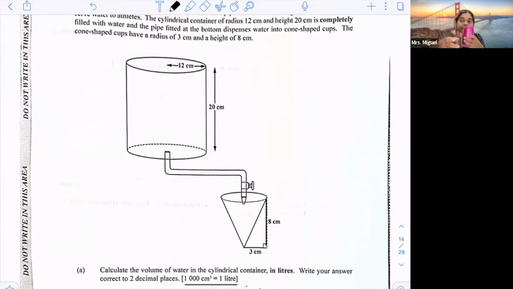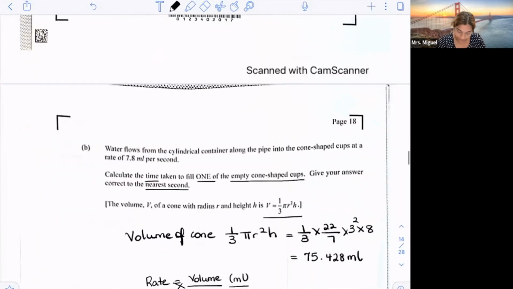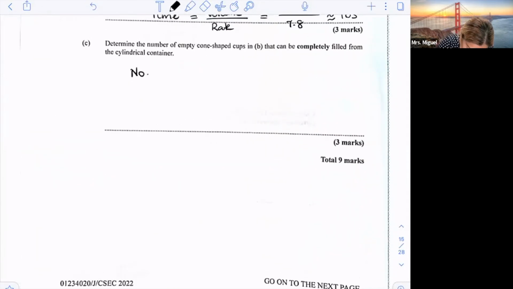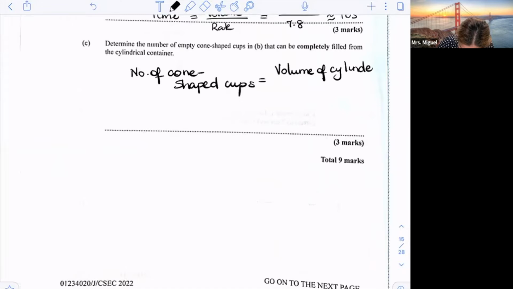So to find the number of cone-shaped cups, you're taking the volume of the large cylinder and you're dividing it by the capacity of the volume of the cone. And that will tell you how many cone-shaped cups you can get. So let's do that. So the number of cone-shaped cups is equal to the volume of the cylinder divided by the volume of the cone-shaped cup.